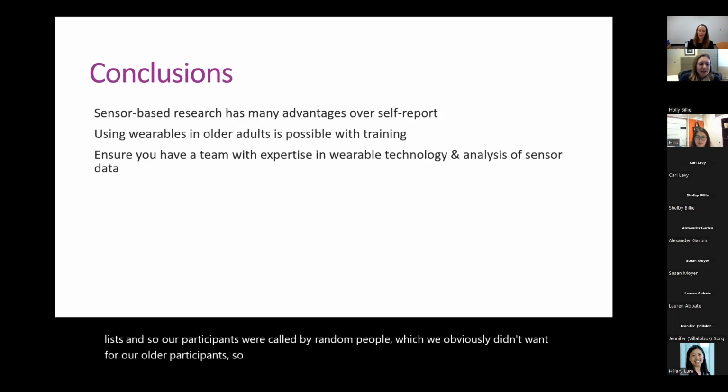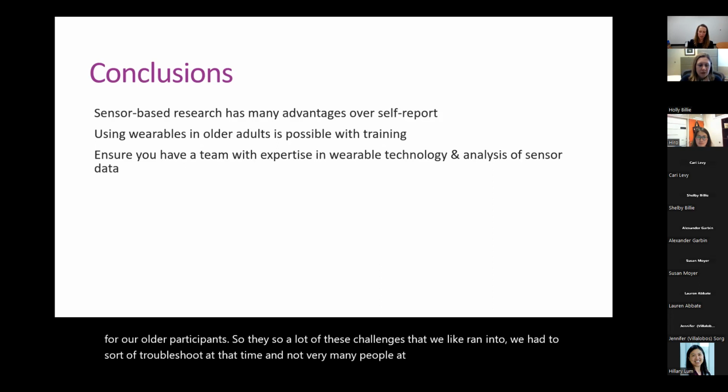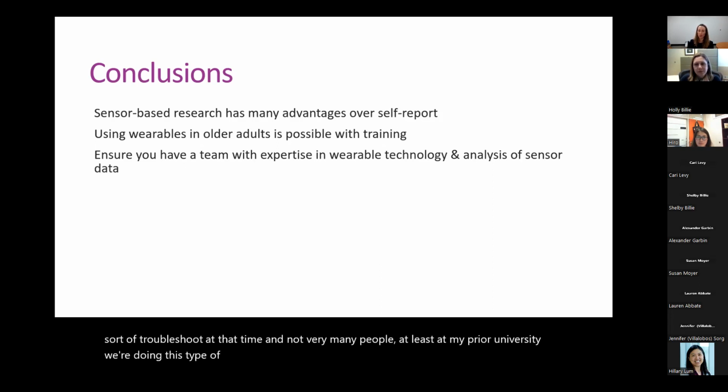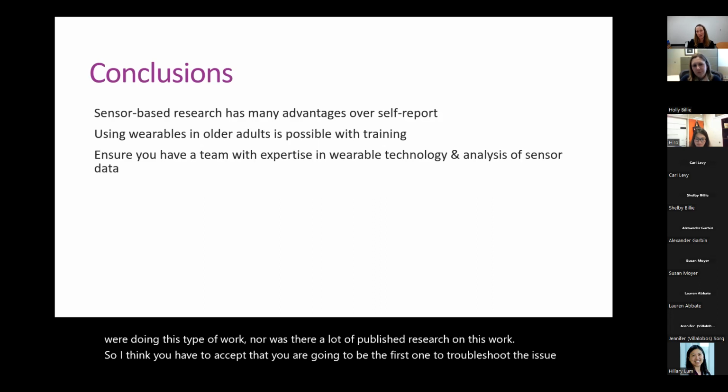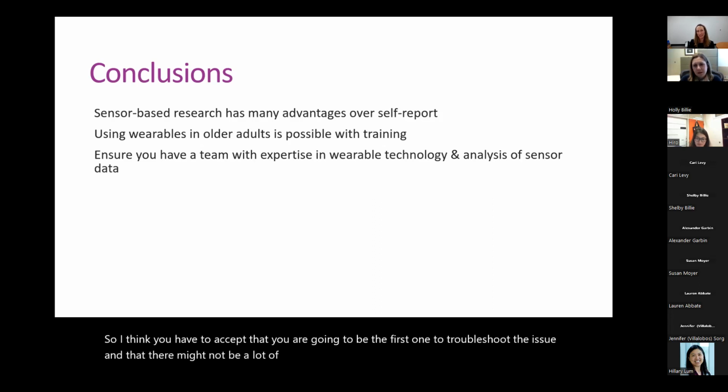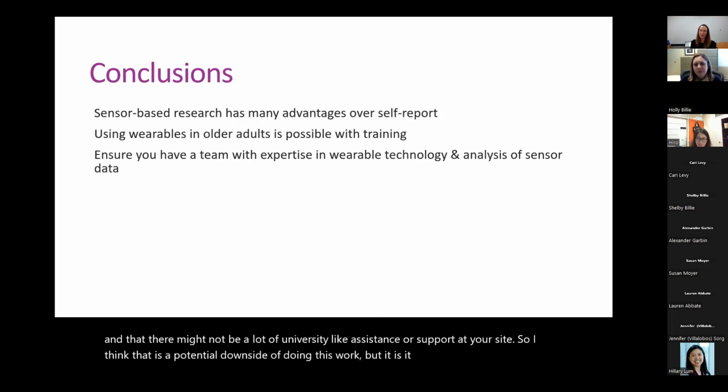So a lot of these challenges that we ran into, we had to troubleshoot at that time, and not very many people, at least at my prior university, were doing this type of work, nor was there a lot of published research on this work. So I think you have to accept that you are going to be the first one to troubleshoot the issue, and that there might not be a lot of university assistance or support at your site. I think that is a potential downside of doing this work, but it can be overcome.